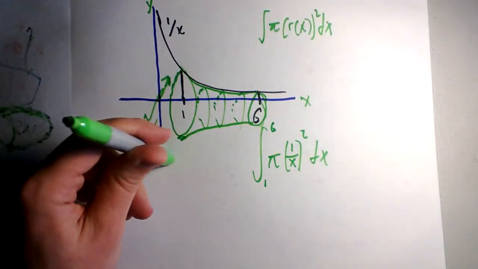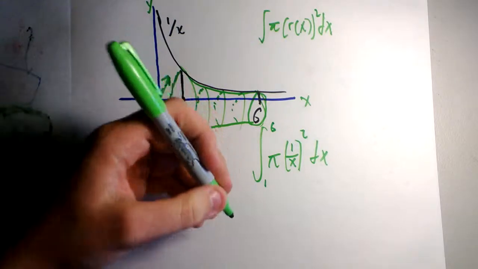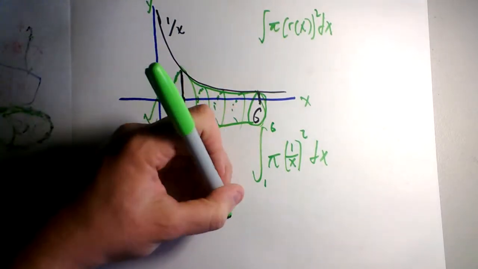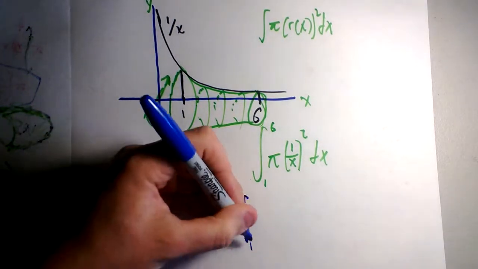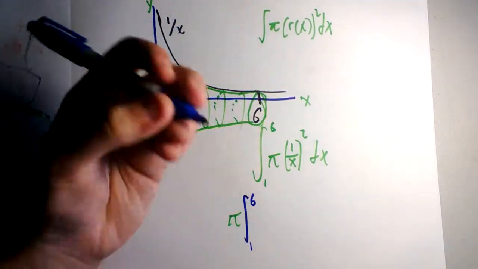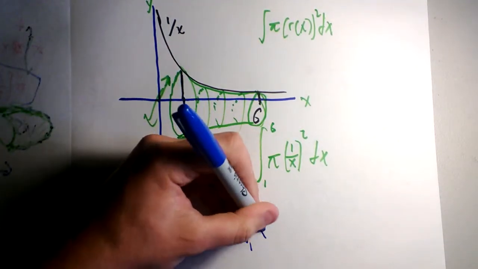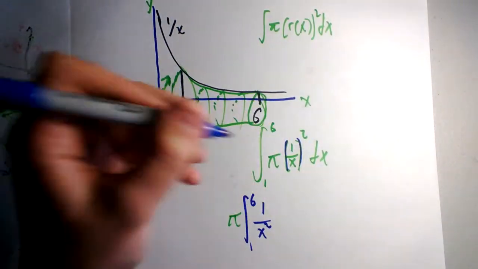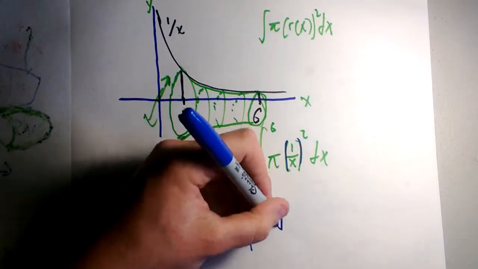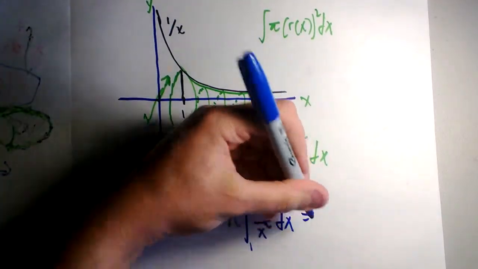So let's see here. So factor out the pi. Let's change colors, just to keep this interesting. 1 to 6. 1 over x squared is 1 over x squared. That's saying this is actually saying this, which is interesting because they're the exact same thing. And we know the integral of that.